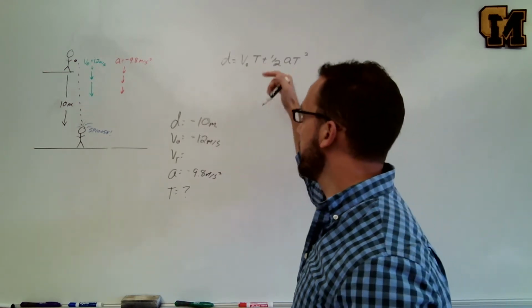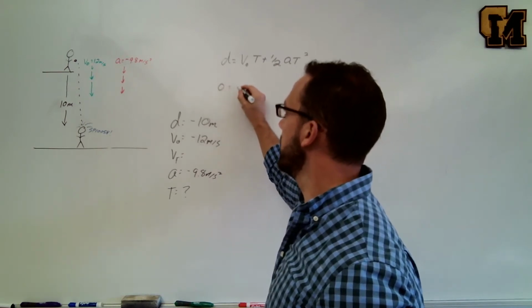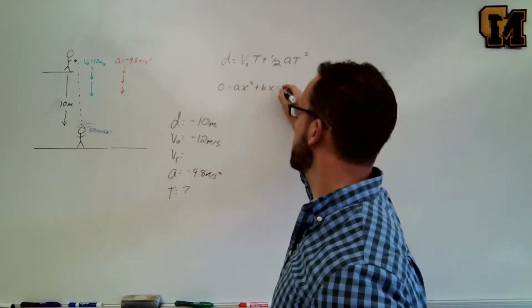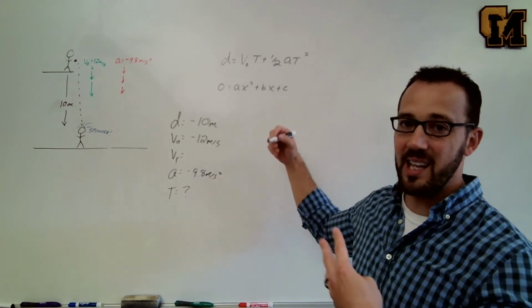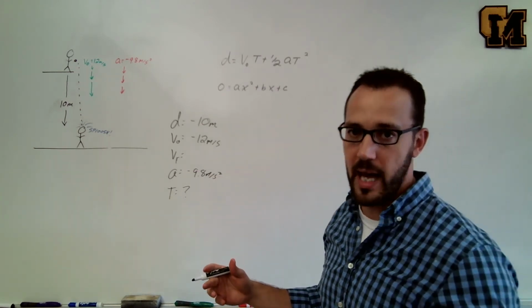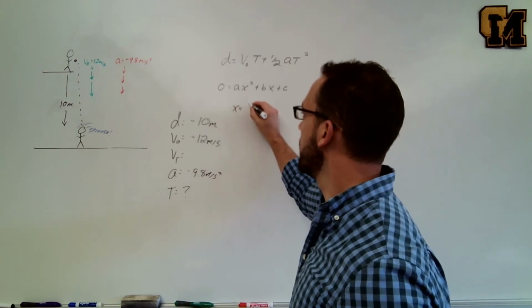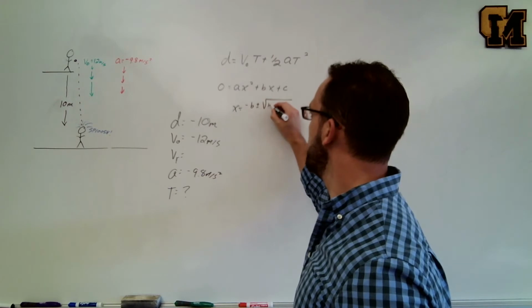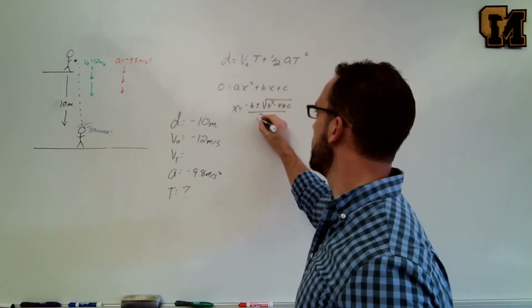If you don't remember, the quadratic formula was for any equation that's in the form 0 equals ax squared plus bx plus c. We'd pull the a, the b, and the c out, whatever numbers those happen to be, and we would say, okay, x equals negative b plus or minus the square root of b squared minus 4ac, all over 2a.